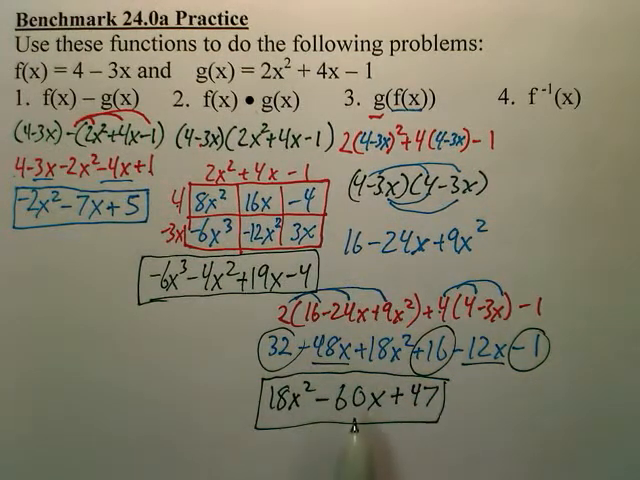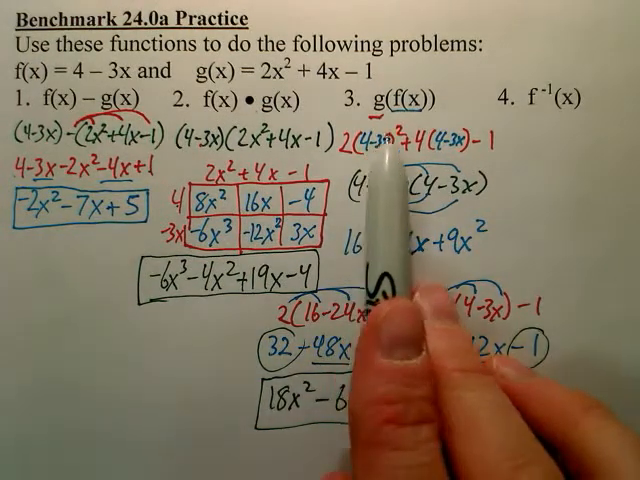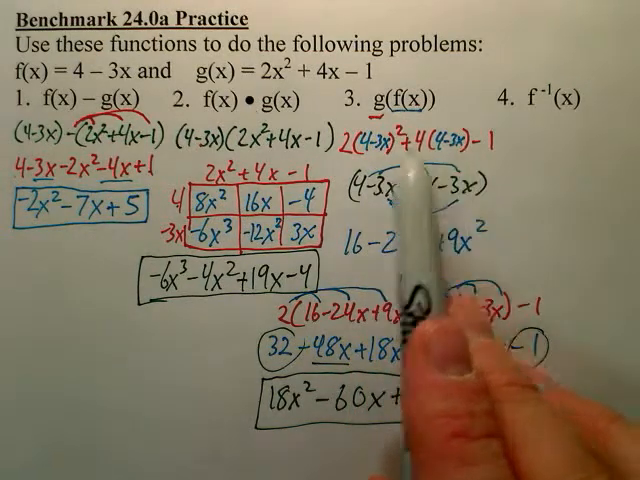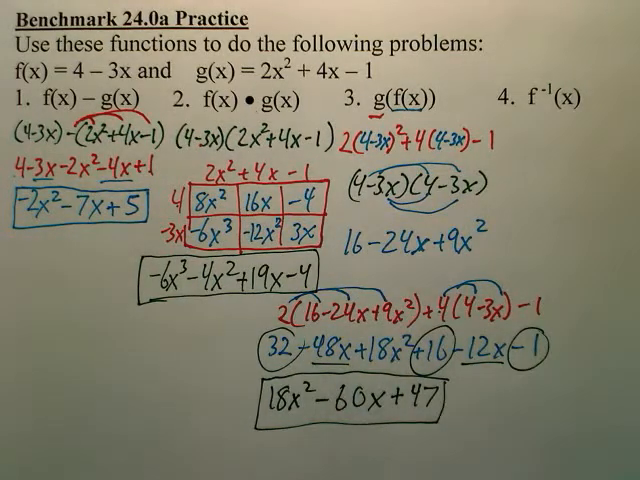Sorry, that was actually kind of a long one. Again, you had to FOIL this out because it's squared. You need to distribute and another distribute. And that was a rather long final answer.